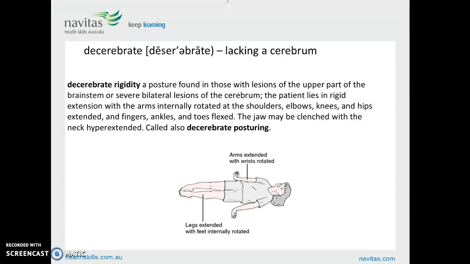Decerebrate rigidity is a posture found in those with lesions of the upper part of the brainstem or severe bilateral lesions of the cerebrum. The patient lies in rigid extension with the arms internally rotated at the shoulders, elbows, knees and hips extended, and fingers, ankles and toes flexed. The jaw may be clenched with the neck hyperextended.